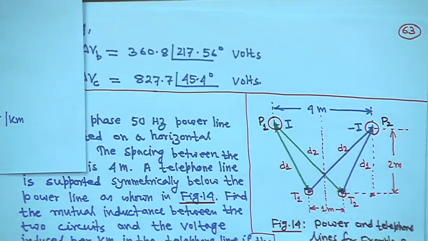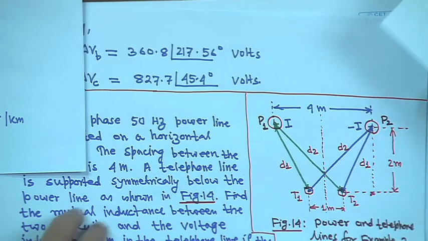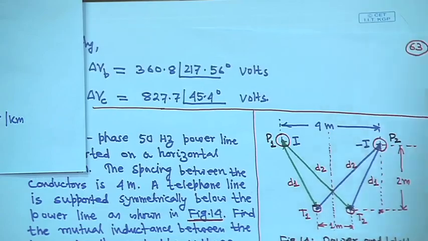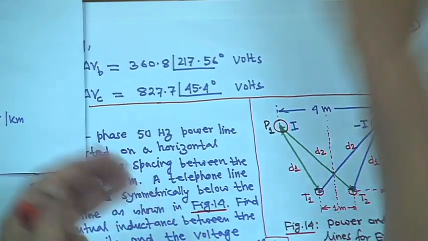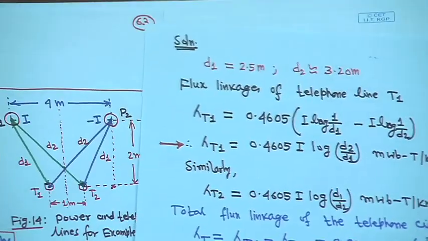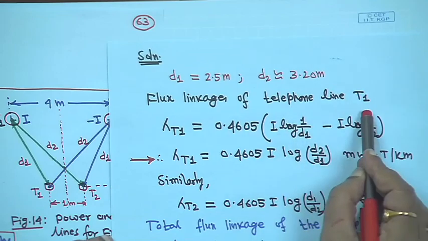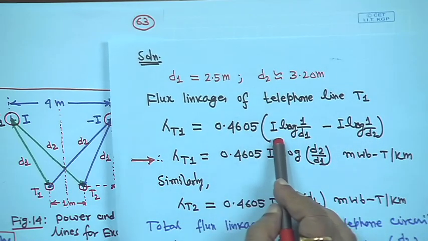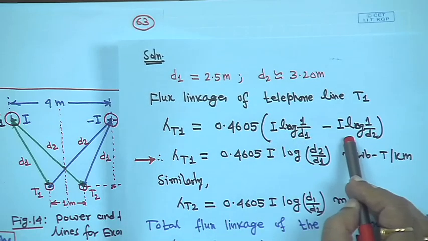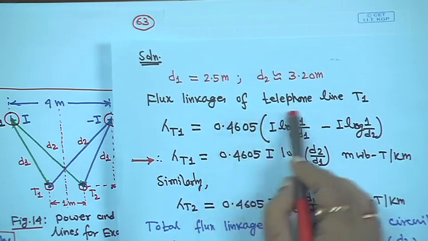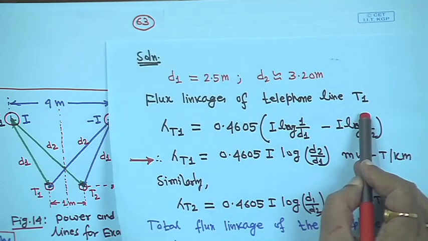Once these distances are computed, then you have to find out the flux linkage of telephone line T1, right. So, next is the flux linkage of telephone line T1. So, lambda T1, I write, 0.4605 I log 1 upon D1 minus I log 1 upon D2, right. This is the flux linkage of telephone line T1.